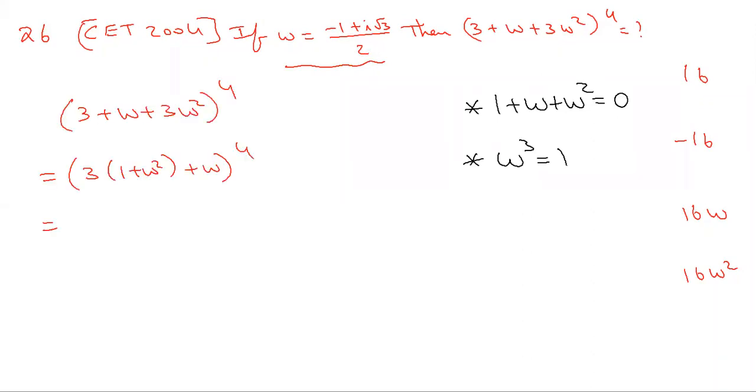So we took 3 common because 3 is common in the first and the last. And now we use 1 plus omega square as minus omega. 3 times minus omega plus omega, the whole power 4. This automatically becomes minus 2 omega the whole power 4. Minus power 4 is plus, and then 2 power 4 is 16. Omega power 4 is omega, and 16 omega is the third option.